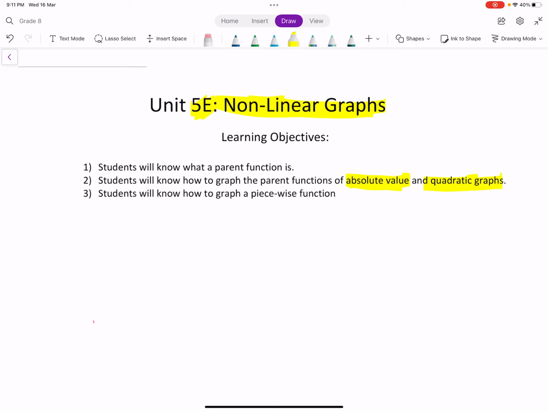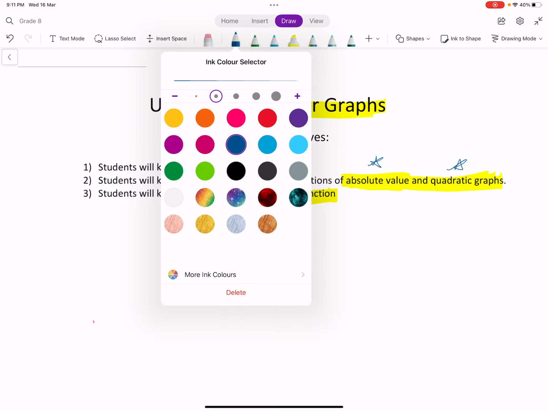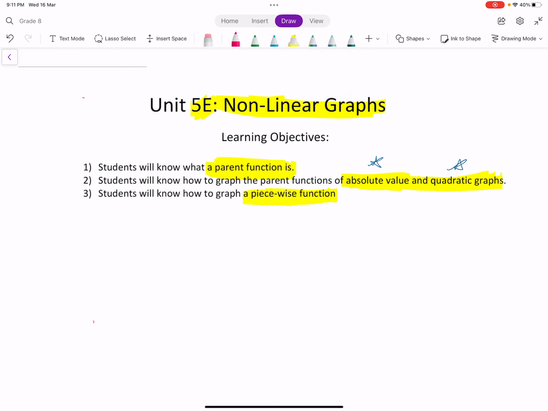What you're going to have to know by the end of this video is, first off, what is a parent function? Because when we graph these absolute value and this quadratic graph, we're only going to learn how to graph the parent function right now. After that, you're going to have to know how to graph, like I said, absolute value and quadratic functions. And then we're going to learn a new one as well, which is not going to be a parent function. It's not one of these basic graphs, but it's going to be a different kind, which is called a piecewise function.